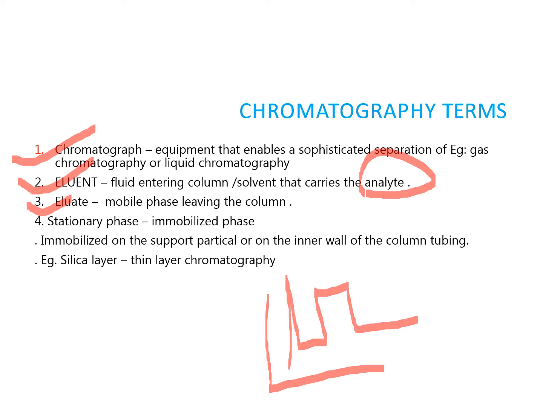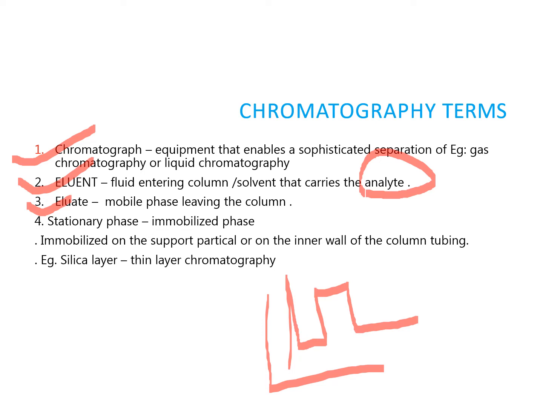Are you getting my point? When you dissolve your compounds in some solvent and then pour it into the column, it is known as the eluent. And the mobile phase which is coming out, that is the eluate.